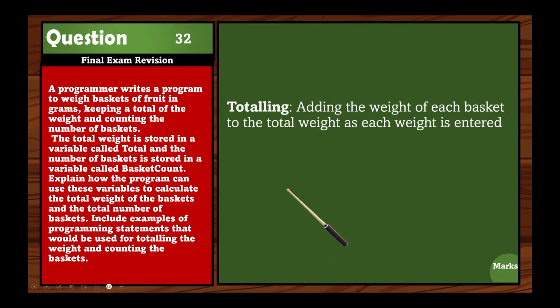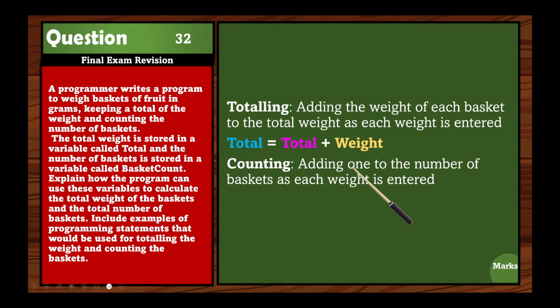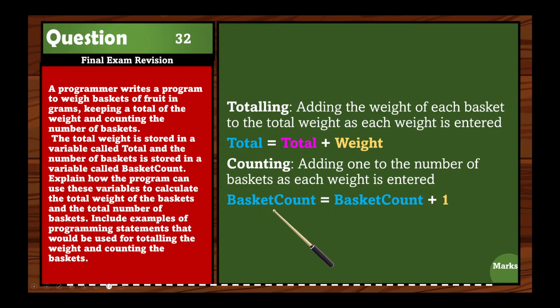So you can see what totaling is. Totaling is adding the weight of each basket to the total weight as each weight is entered. What is the formula? So here is the example: total is equal to total plus weight. Next one is counting. Counting is adding 1 to the number of baskets as each weight is entered. So what is the formula? It's basket count is equal to basket count plus 1. That's how we can find the totaling and counting.